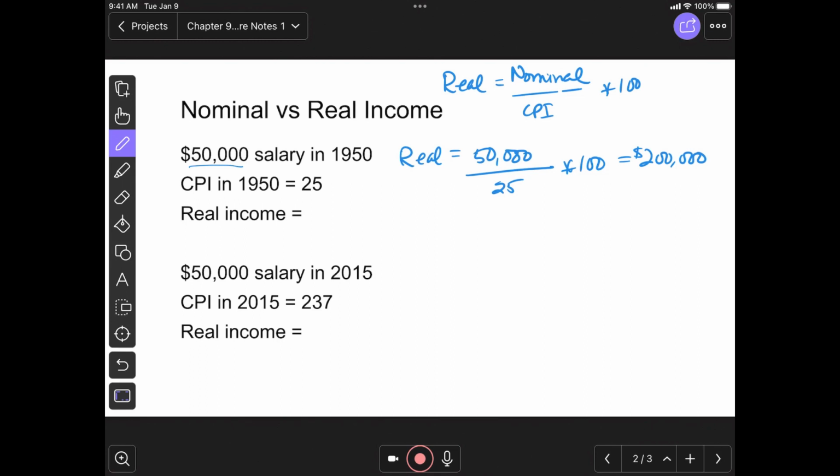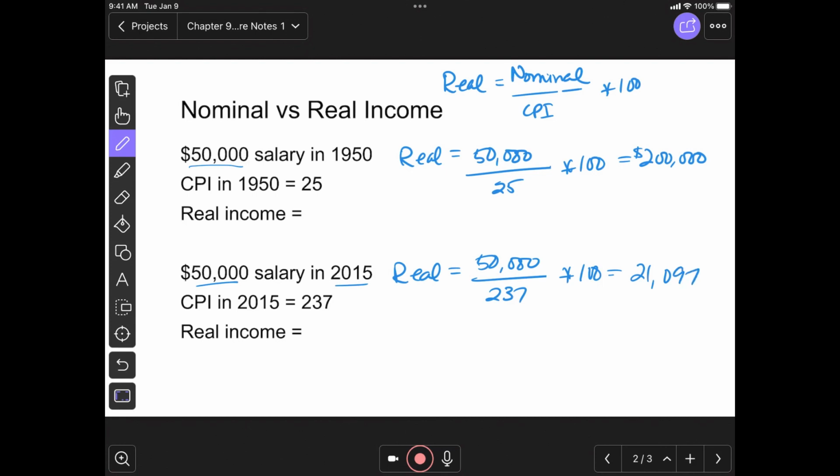Now let's do another one. Now we're going to look at a $50,000 salary in 2015. So once we calculate real income for both of these, then we can compare them. So let's do that. Now our CPI in 2015 is 237. So that's going to work out to be $21,097.